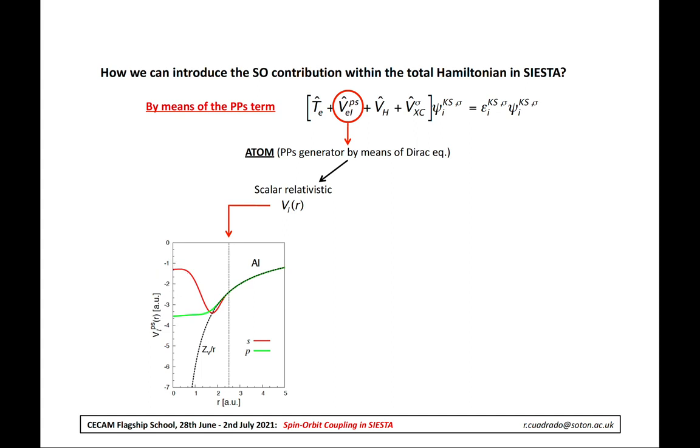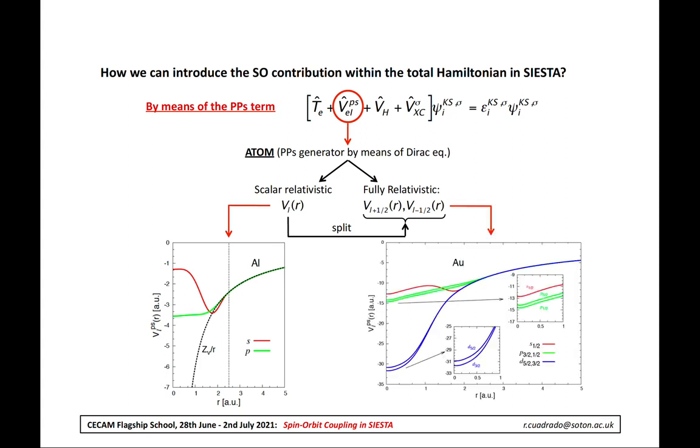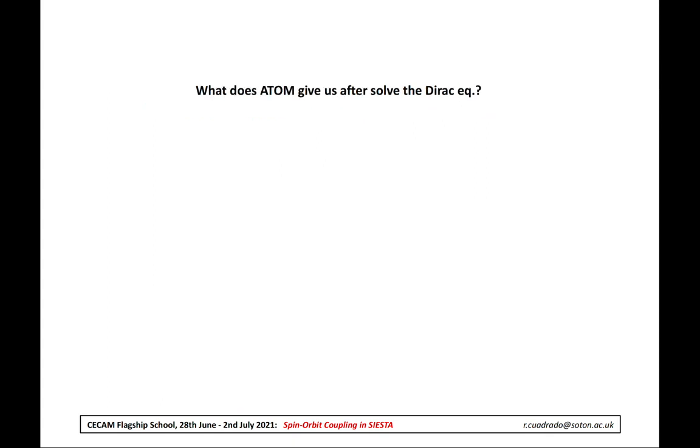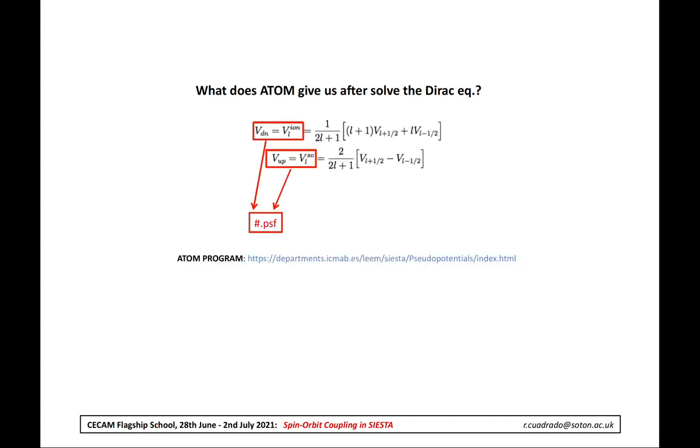Instead of solving the Schrödinger equation, Atom can also solve the Dirac equation, and in this case there would be, for each L quantum number, two states. For example, for gold, on the right side, each L state is now split into two curves, L plus 1/2 and L minus 1/2. These two radial functions are not given directly by Atom. Instead, they are given as a linear combination, and they are called in the PSF files V-down and V-up.